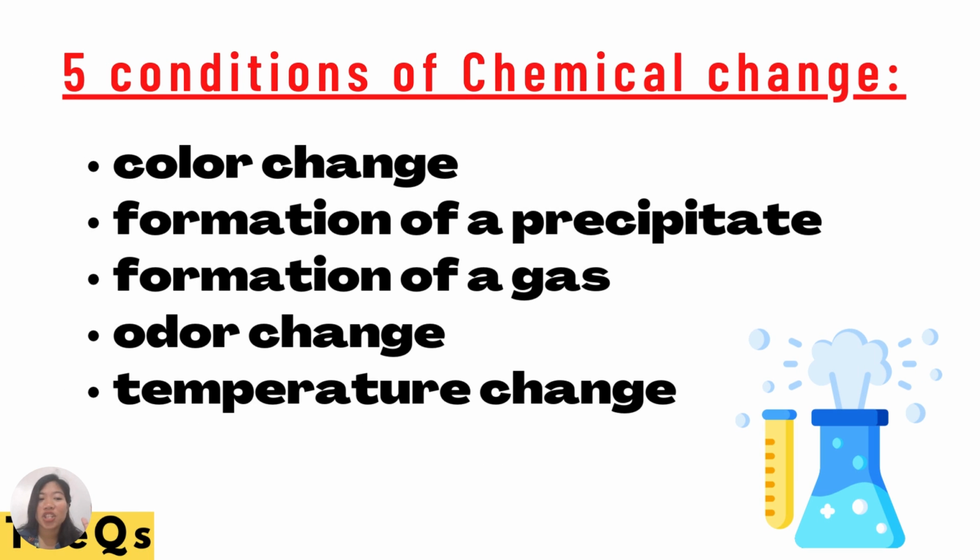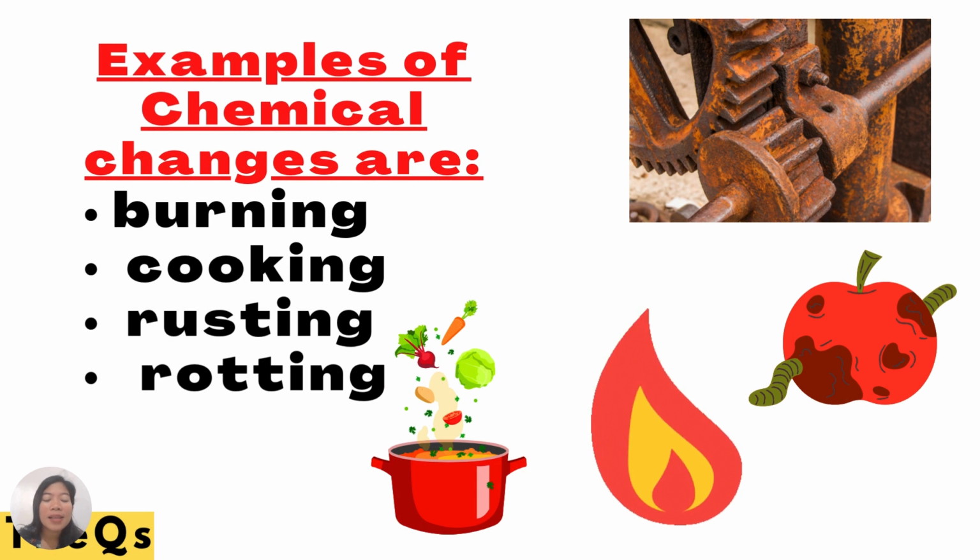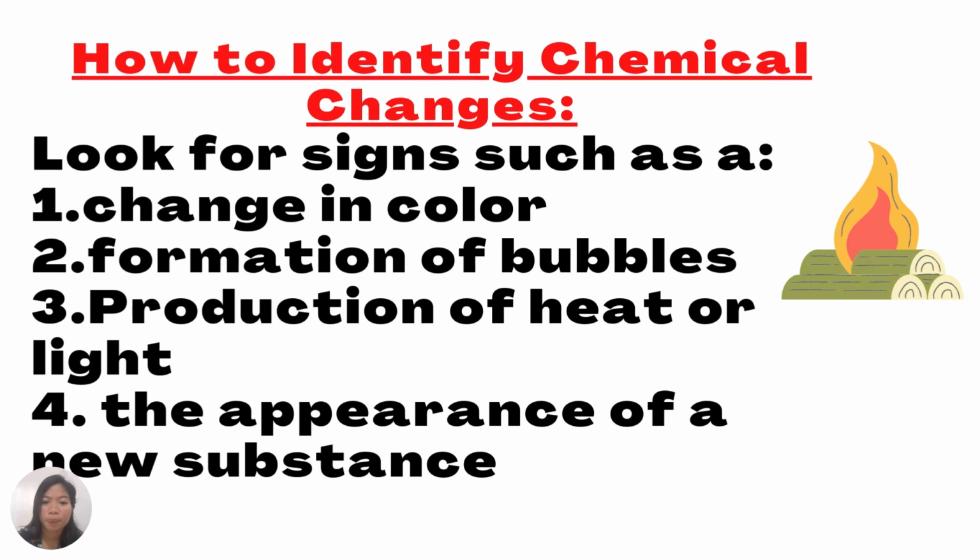There are five conditions of chemical change: the color change, formation of precipitate, formation of gas, odor change, and temperature change. So, how to identify? Examples of chemical changes are burning, cooking, rusting, or rotting. If it's burning, then that's chemical. If you are cooking, and if it rusts and rots, then that is chemical change.